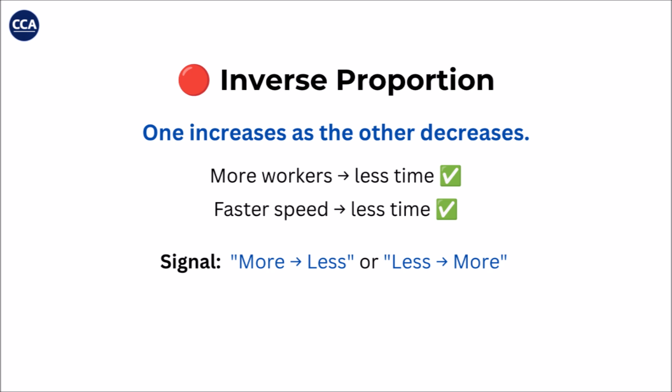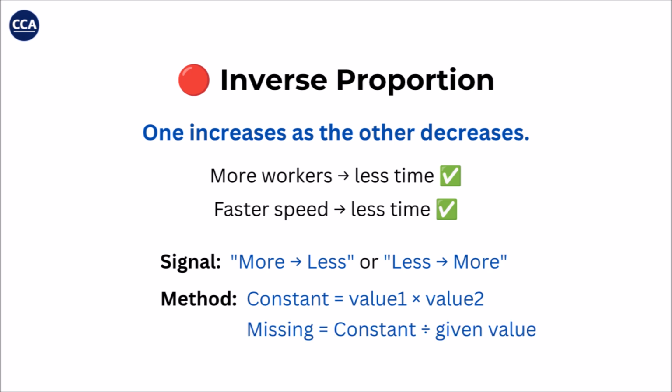Higher price per unit, fewer units you can buy with the same budget. The key signal in a word problem: the more, the less, or the less, the more. That's inverse proportion. For inverse proportion, you do not cross-multiply directly. Instead, multiply the two known values to find the constant, then divide. Constant equals first quantity multiplied by second quantity. Then missing value equals constant divided by given value.